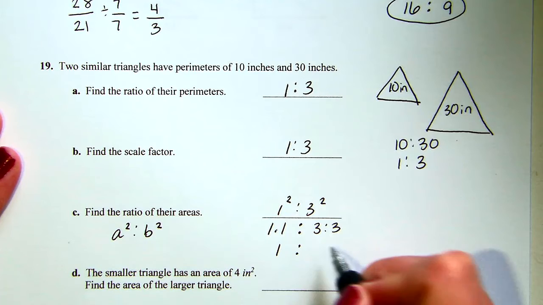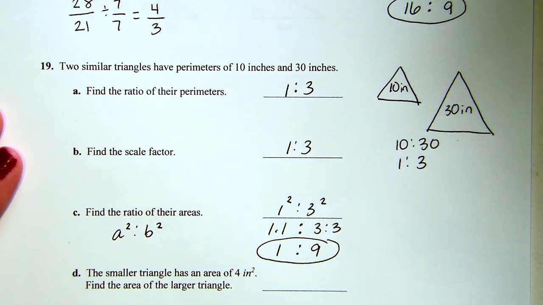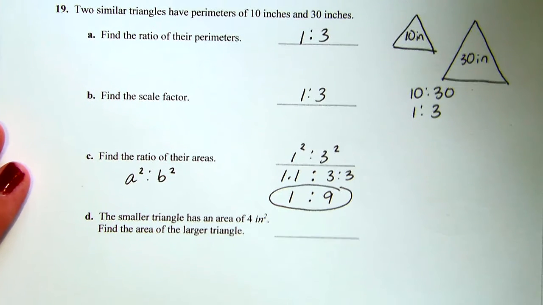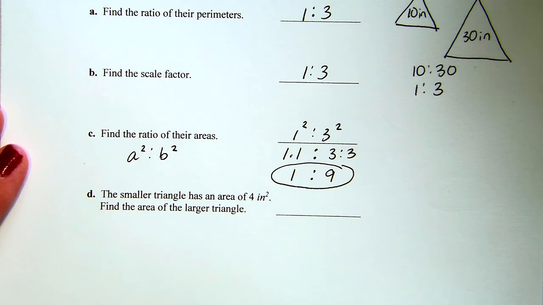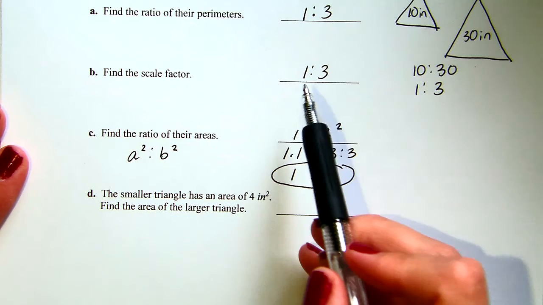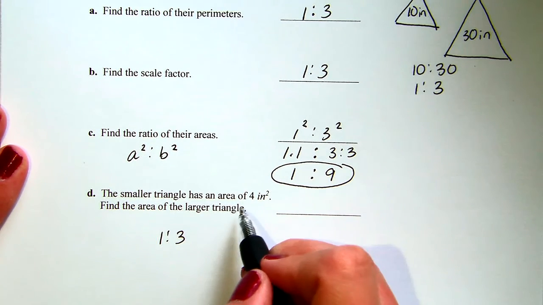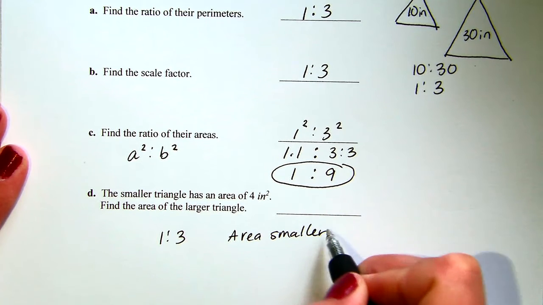Lastly, here it says the smaller triangle has an area of 4 inches squared. Find the area of the larger triangle. Now, for this, we're going to use their scale factors to help us in this problem. So, we have our scale factor, which is 1 to 3. And then we have our area of the smaller triangle, which is 4 inches squared. This 1 is our small triangle. This 3 is our large triangle.